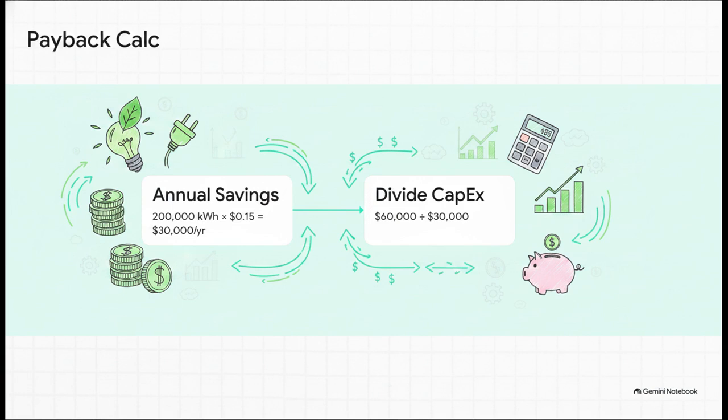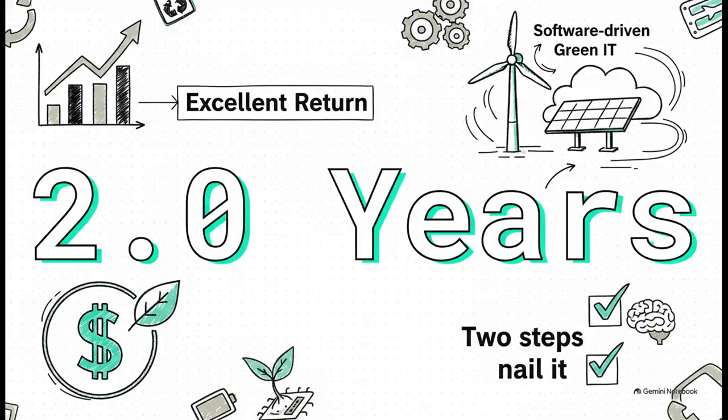Step 2, you take that initial $60,000 CapEx and just divide it by your $30,000 annual savings, which gives you exactly 2.0 years. And for context, anything under 2 years is considered an absolutely phenomenal payback period for software-driven projects. If you see a scenario like this on the test, just follow those 2 steps precisely and you'll nail it.